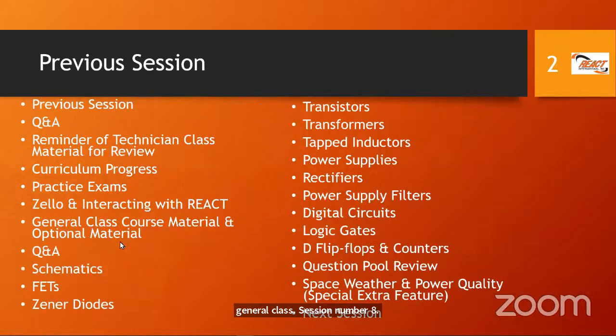During our previous session, we looked at FETs, zener diodes. We also talked about transistors, transformers, tapped inductors. We dealt with power supplies, components such as rectifiers. We also talked about the filters associated with the power supplies. Then we went on to discuss briefly digital circuits, what logic gates were, and we also talked about the D flip-flop and counters. And then we would have done our usual question pool review to match all of the theory that we would have covered. And then we had a little extra feature talking about space weather and power quality.